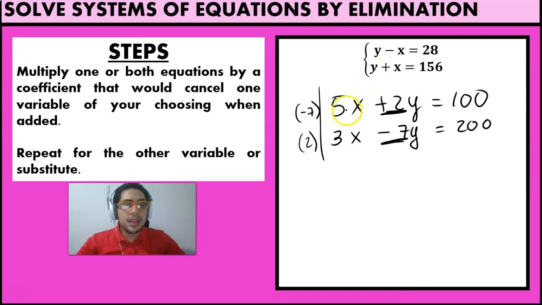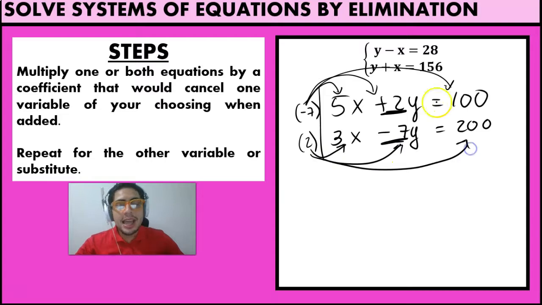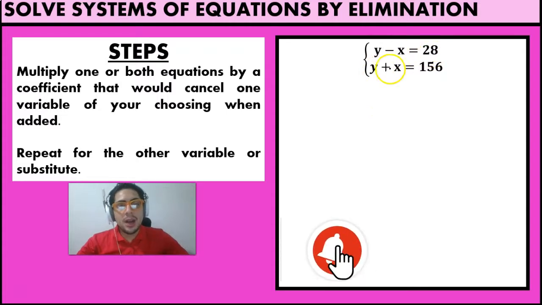Now, remember guys, that if you want to eliminate it, you would multiply minus 7 by each term here and 2 by each term right here, right? And then you just add it. So let's take a look at the one we're given. We're given y minus x is equal to 28 and y plus x is equal to 156.